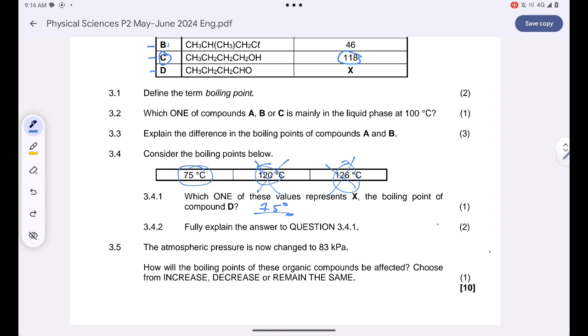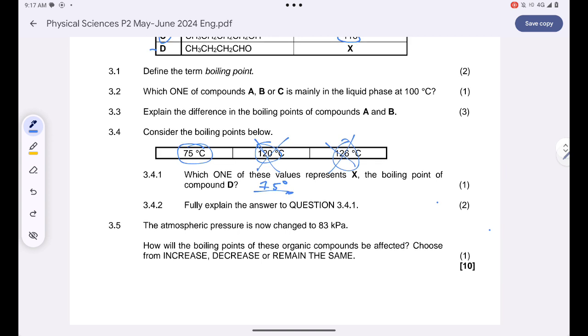And they want us to fully explain our answer. We will simply say that the boiling point of your aldehyde should be lower than that of your alcohol. Why? Because an aldehyde has weaker intermolecular forces compared to an alcohol. Remember that the strength of your intermolecular forces is always directly proportional to your boiling point. If the intermolecular forces are weak, the boiling point will be low. If the intermolecular forces are strong, the boiling point will be high.